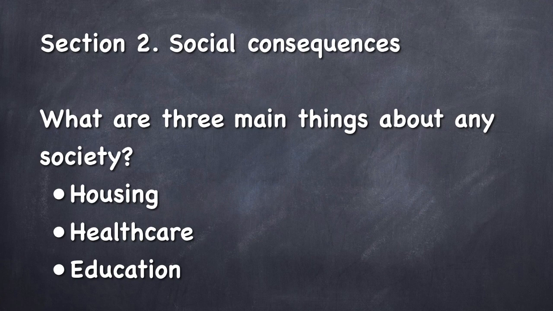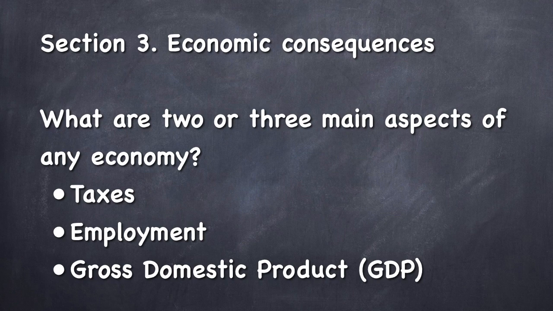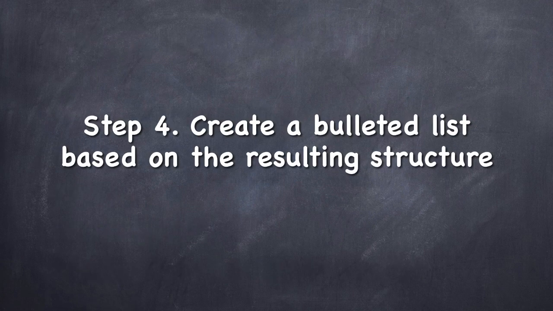Housing, healthcare, and education. As you can see, we're using the power of 3. Now, section 3, economic consequences. What are 2 or 3 main aspects of any economy? They are taxes, employment or unemployment, and the gross domestic product, which is the GDP. So now we have our supporting points, which are our subsections.